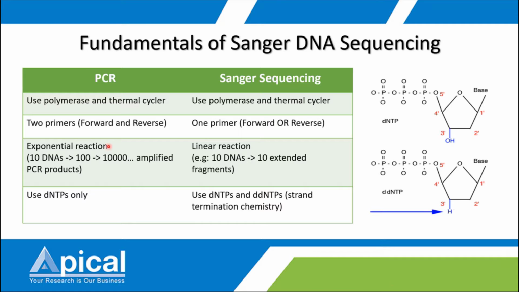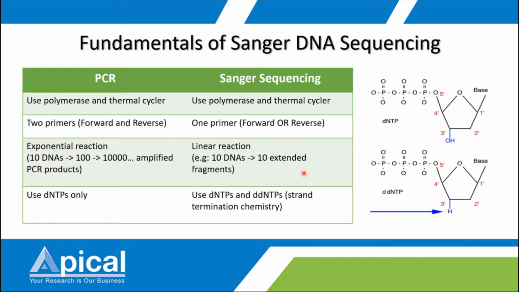Sequencing is a linear reaction where, for example, when you have 10 DNA templates, there will be around 10 extended fragments in the first cycle, and the number of cycles is limited. So if you have 40 cycles, you may have about 400 extended fragments, something like that. It means the read length may be up to 400 or less.